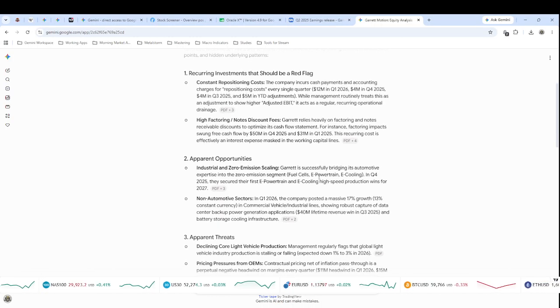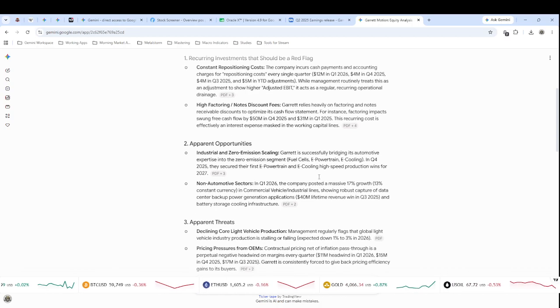High factoring and notes discount fees. So Garrett relies heavily on factoring and notes receivable discounts to optimize its cash flow statement. For instance, factoring impacts swung free cash flow by $50 million in Q4 2025 and $31 million in Q1 2025. This recurring cost is effectively an interest expense masked in the working capital lines.